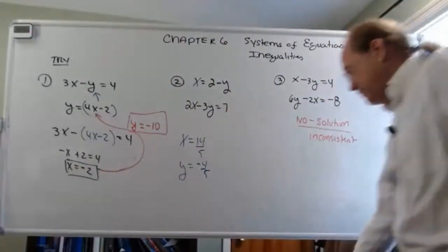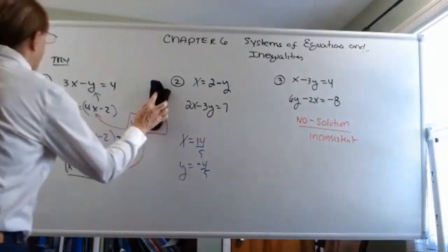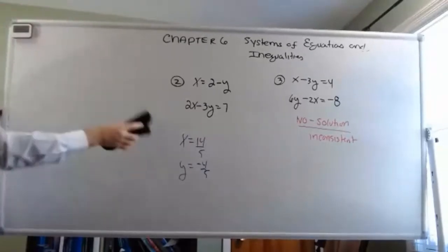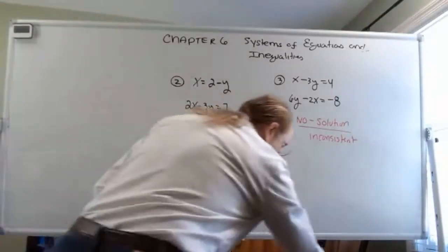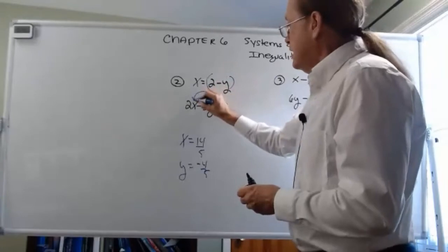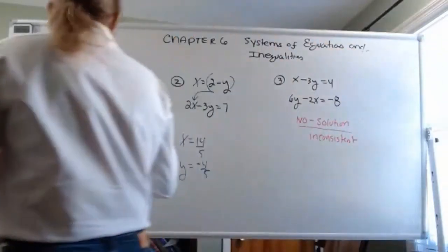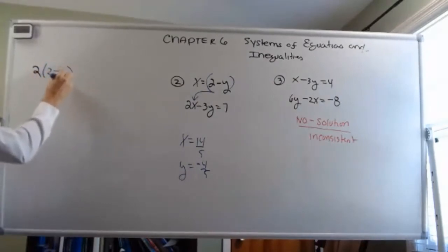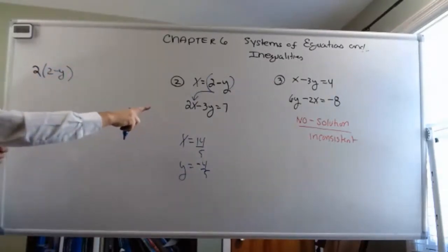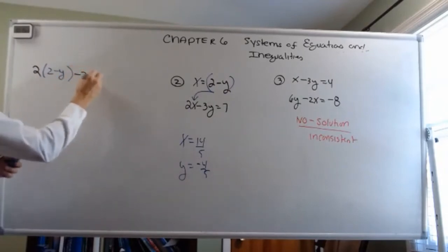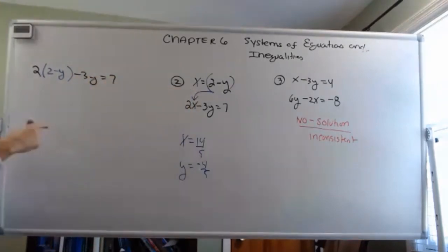Okay, let's take a look at this one. I'll get rid of this graph over here, and we'll see what we're going to do to solve that. See if I got it correct in my head. So first step over here, since this is solved for x, I'll replace the x in that equation. So it gives me 2 times x, which is 2 minus y, and then minus 3y is equal to 7. So I made that substitution into that second equation.